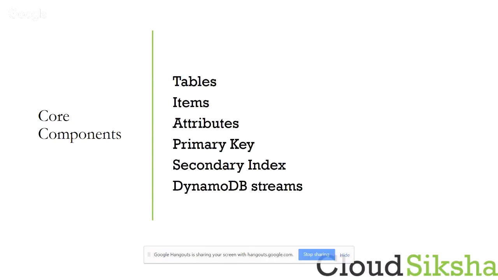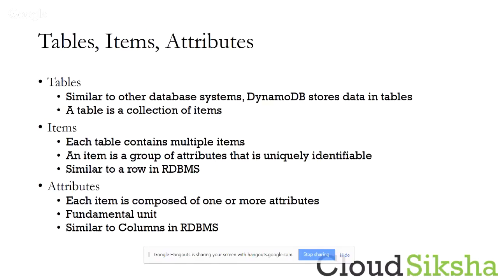So if you want to go fetch an item from this table, then for that you require something called a primary key. The only thing in DynamoDB which every item must have is a primary key. That is mandatory. You must have a primary key for each item. And you can also have secondary index. I will talk about secondary index and DynamoDB streams later. Let's first go to check about tables, items, and attributes. Right?